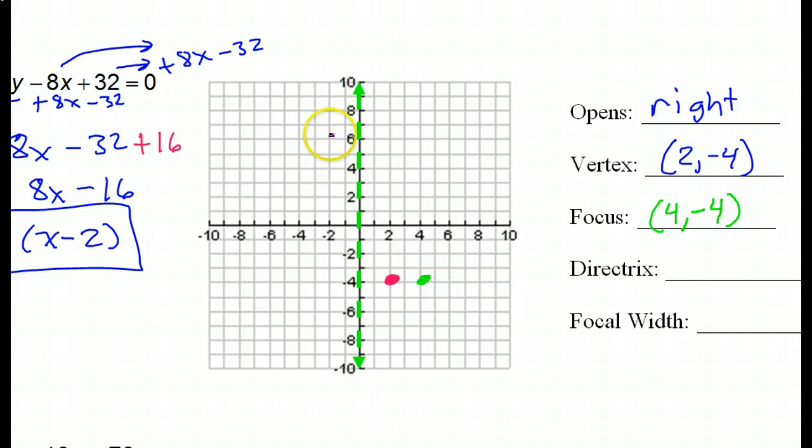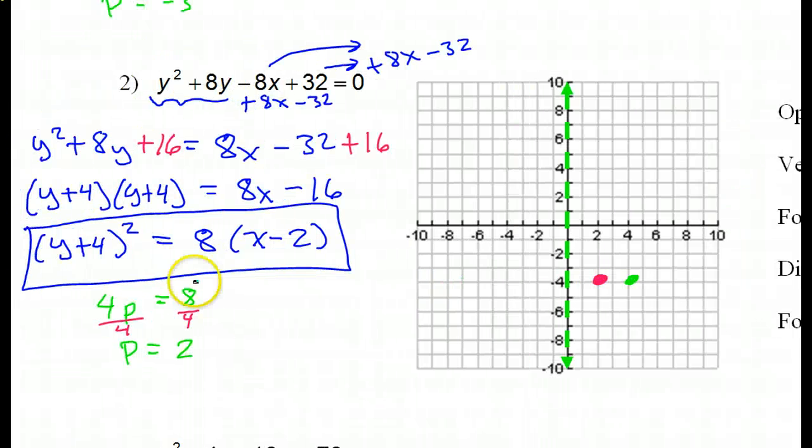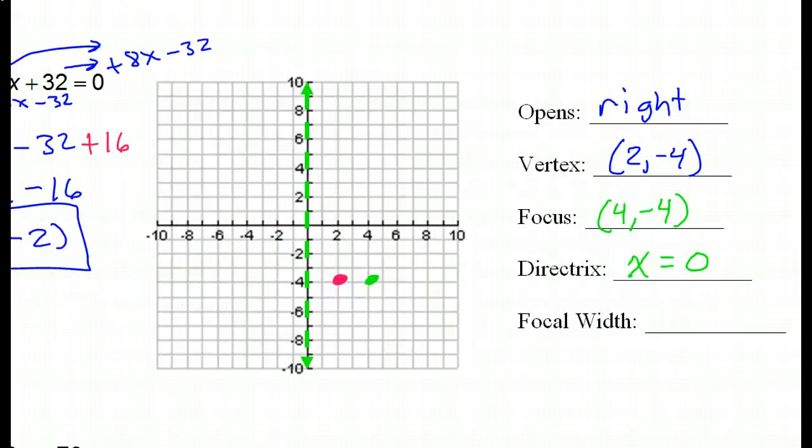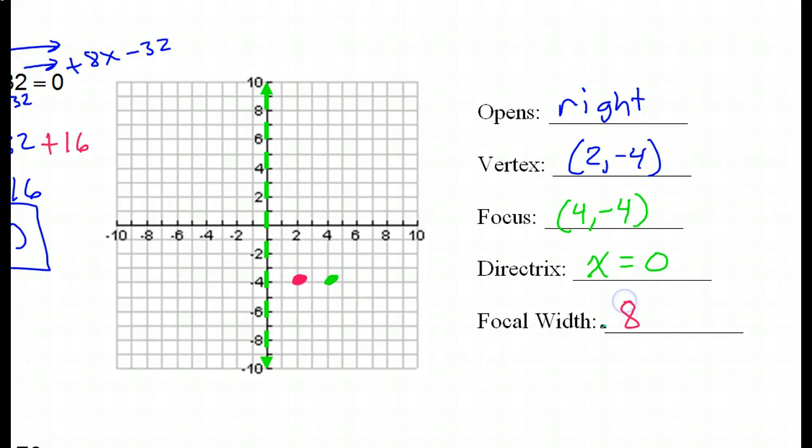The directrix. Okay, vertical lines are always x equals a number. In this case, it's right on the line, so that's x equals 0. Now the focal width is 8. It's always positive, by the way.